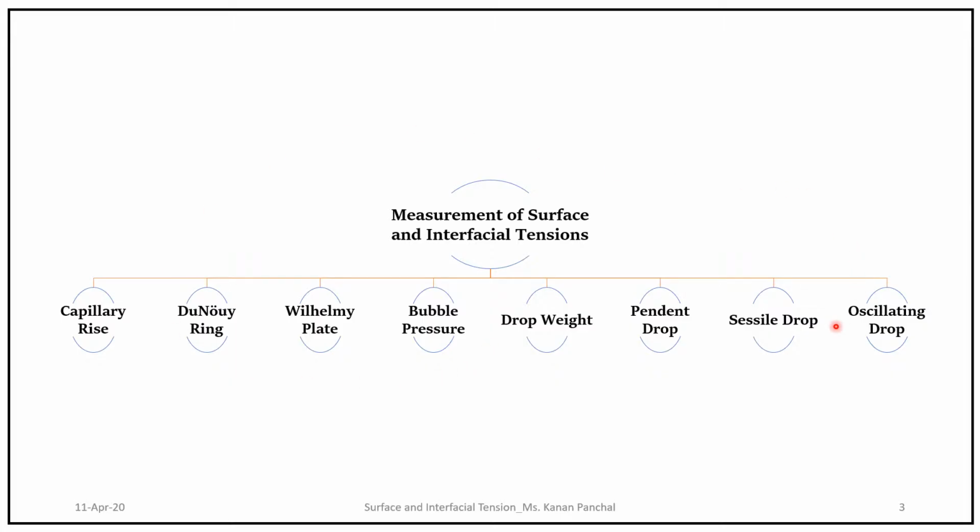Now these are the different methods of determining surface and interfacial tension. You can select a particular method based on whether you want to determine surface tension or interfacial tension, what is the accuracy and convenience of the method you are looking for, and also, what is the sample size available with you. However, capillary rise and Du Noüy ring are the more commonly used methods. Now, drop rate, pendant drop, sessile drop, and oscillating drop together are known as drop methods.